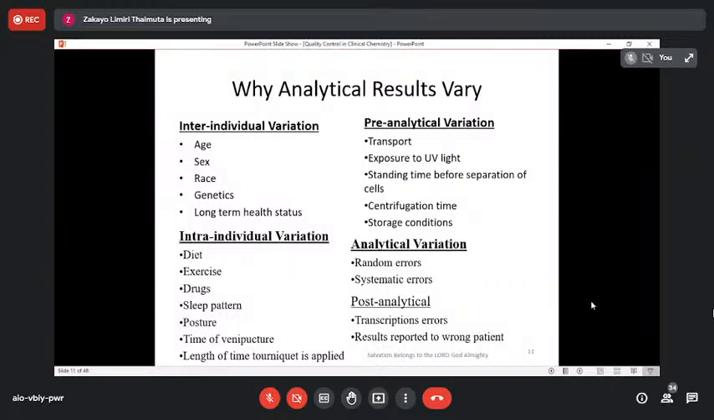These are what I'm calling intra-individual variations: diet, exercise, drugs, sleeping patterns, posture, time of venipuncture, length of time that the tourniquet is applied. These are relative, they are not clear-cut, but you need to question them so that they don't affect your results significantly. That is clinical variation.